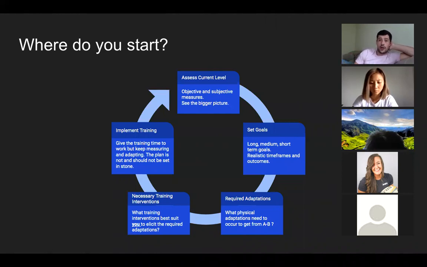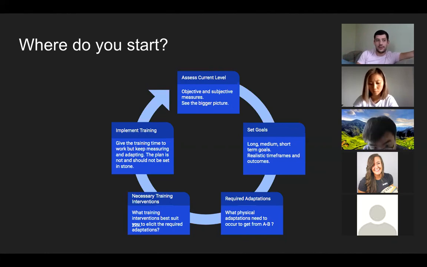If you want to get stronger because your current level of strength isn't high enough, then your required adaptation would be increasing strength. Therefore, your strength training, such as squats, deadlifts, presses, that sort of thing, would be your necessary training intervention. Set those out. Then once you've set those out, you can implement that training program for a while, and then you go straight back into the assessment. So it's a continuous circle the entire time.